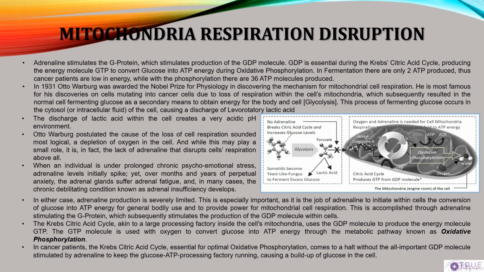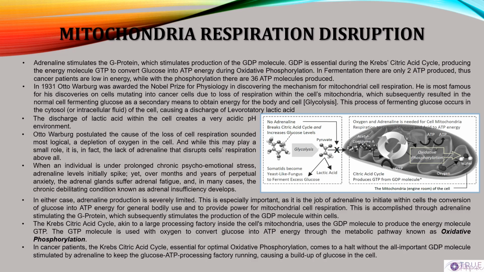In 1931, Otto Warburg was awarded the Nobel Prize for Physiology for his discovery of the mechanism of mitochondrial cell respiration. He is most famous for his discoveries on cells mutating into cancer cells due to loss of respiration within the cell's mitochondria, which subsequently results in the normal cell fermenting glucose as a secondary means of obtaining energy for the body and the cell.